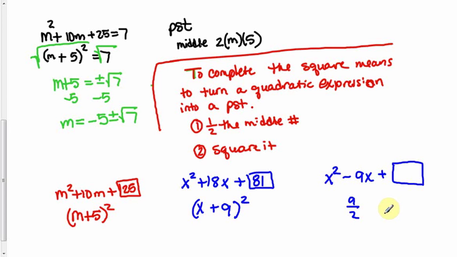Right? If you take half of something and I want you to write it as a fraction, just put it over 2. And then square it. So that would be 81.